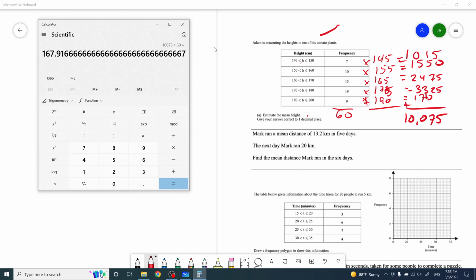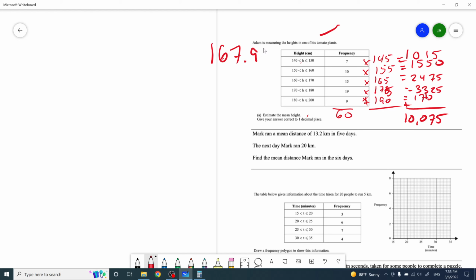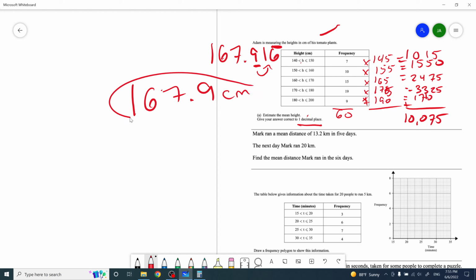So we got 167.916. It's asking us to round to 1 decimal place. So we're going to have 167 point. If we take a look here, this is going to be where our decimal place ends. So we need to look at the one after this, which is just a 1. It's clearly less than 5. So we're going to round down and leave this at 9. So our answer should be 167.9 centimeters. That'll be our final answer as an estimate to our mean.